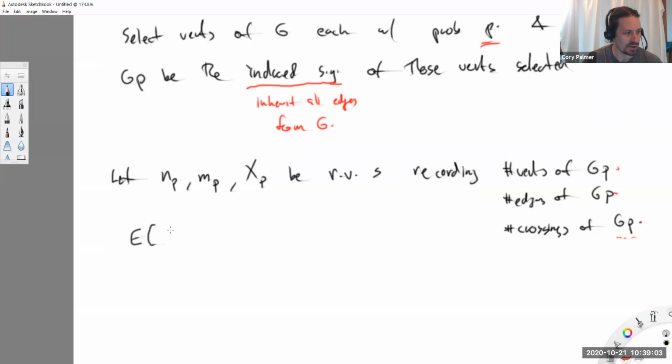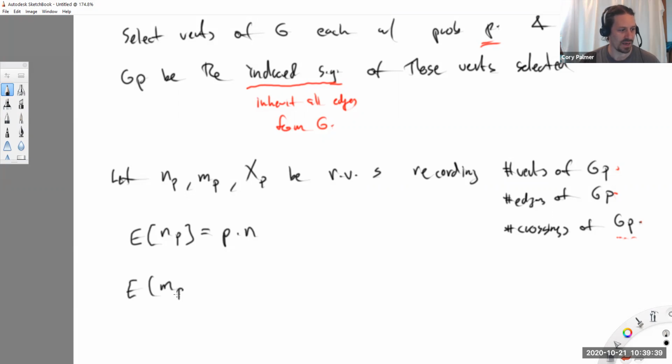So the expectation of n sub p, which is the number of vertices in G_p, what's the expectation? What's the average number of vertices we're going to get here? I mean, technically this requires some familiarity with probability theory, but it's pretty simple. What's the expected number of vertices? Yeah, good, Eric and Ethan. p times n, right? For each vertex, we flip a biased coin p, and so we keep p times n of them.